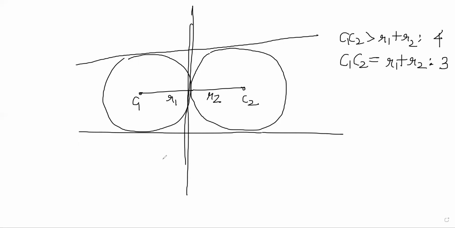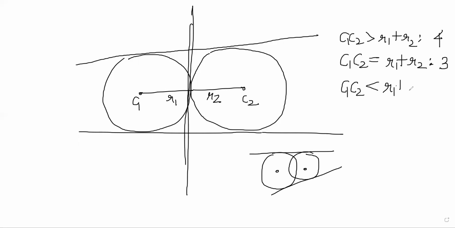Now, the other case would be if they intersect like this, then only two are possible, right? And that would be C1C2 is less than R1 plus R2. Then only two common tangents are possible, right? Correct.